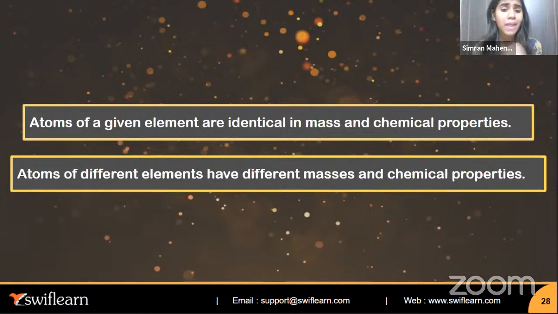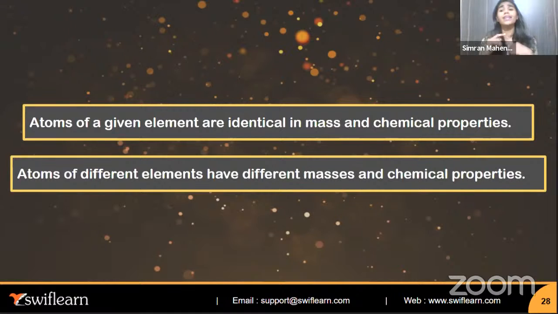Oxygen element is made up of oxygen atoms. So now all these atoms will be the same in mass, right? And their chemical properties also would be the same. Now, if you take the case of hydrogen, hydrogen element is made up of hydrogen atoms. Their mass would be the same, and chemical properties of all these atoms would be the same.